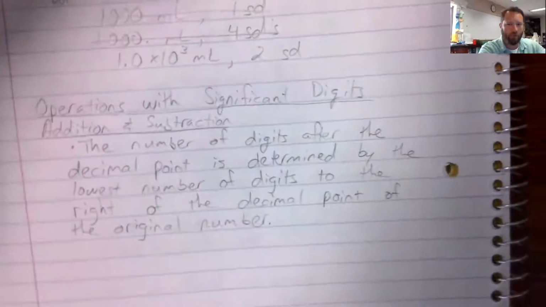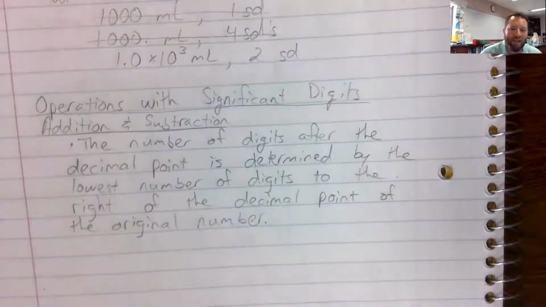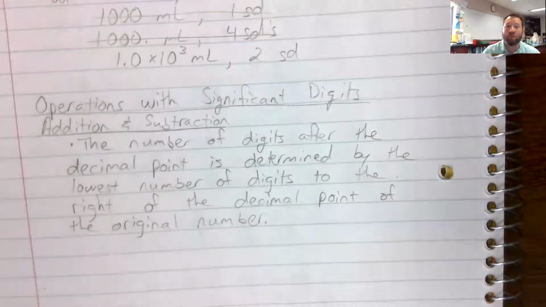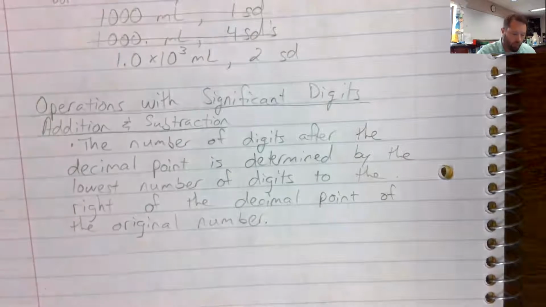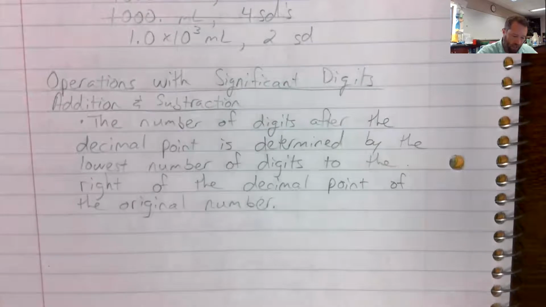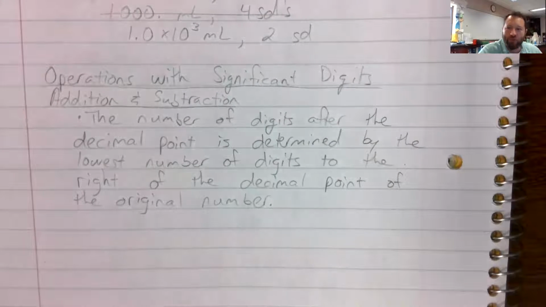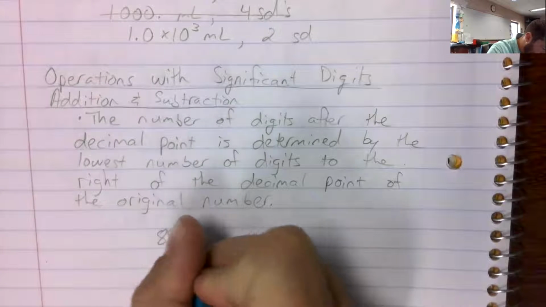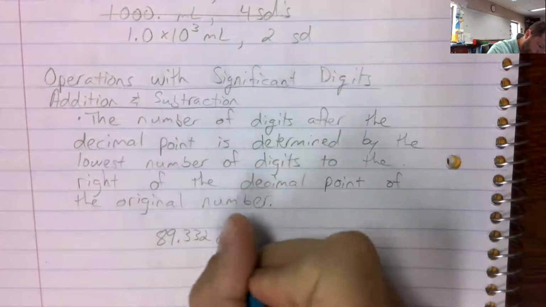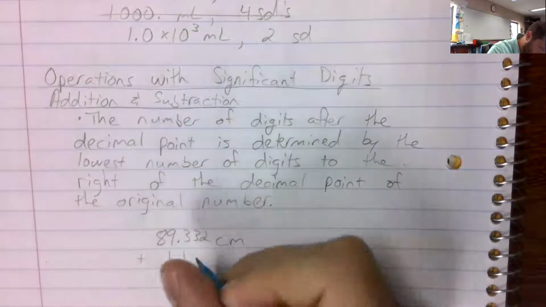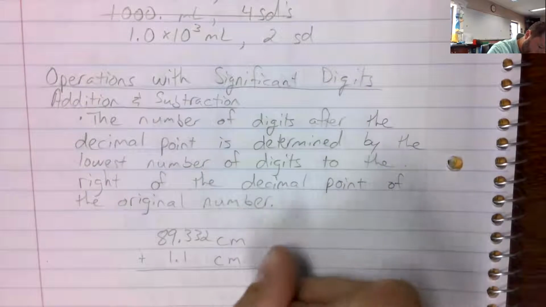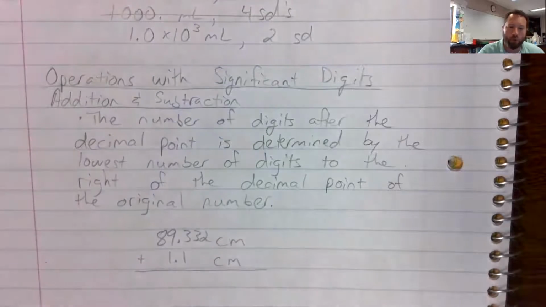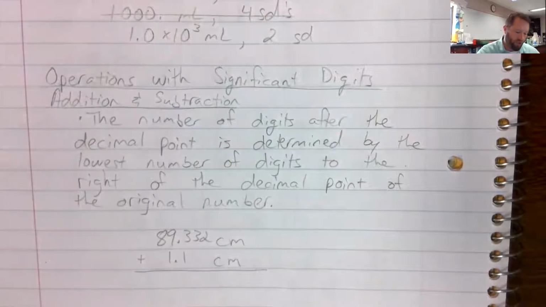The rule is quite a mouthful, and reading it may not help a whole lot. The number of digits after the decimal point when you're adding and subtracting is determined by the lowest number of digits to the right of the decimal point of the original numbers. Again, that's saying quite a bit. Easier, I think, to demonstrate with an example. So here, we'll take a look at an addition example. 89.332 centimeters plus 1.1 centimeter.